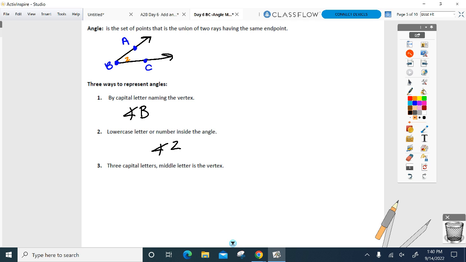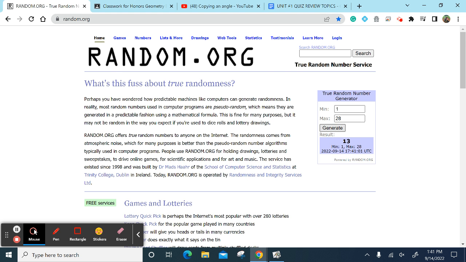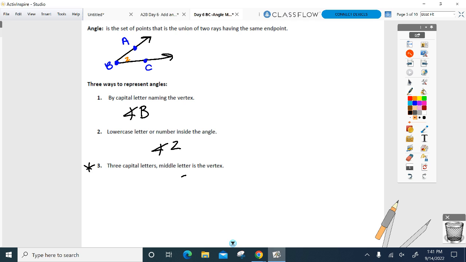Here's the way I love to name an angle, and I'll show you why after we name it. This is the way I like to name it. 3 letters, middle letter, the vertex. 3 letters, middle letter, the vertex. So how could I name it using this method? Let's hear from 13. Angle, 3 letters, middle letter, the vertex.